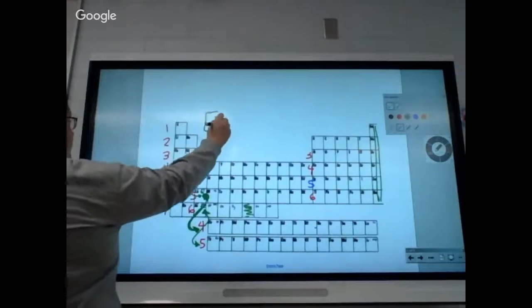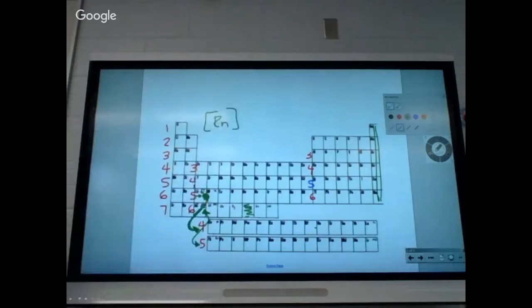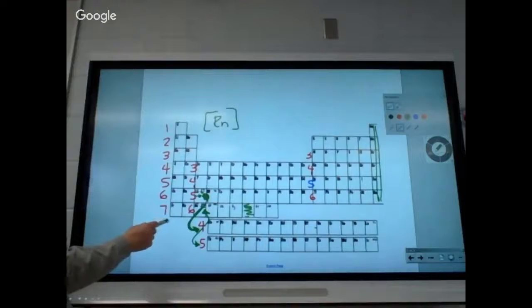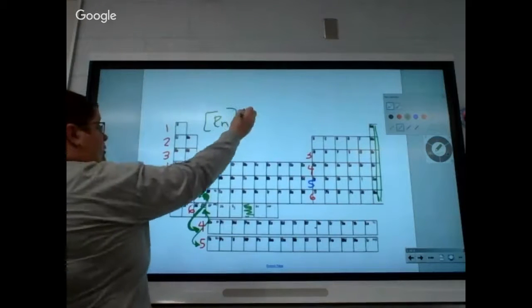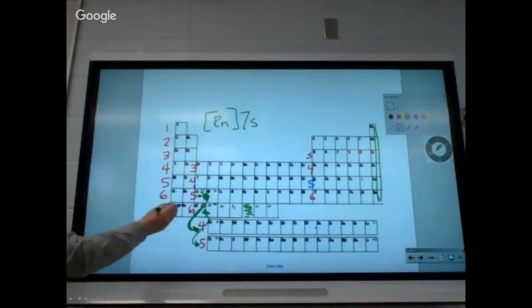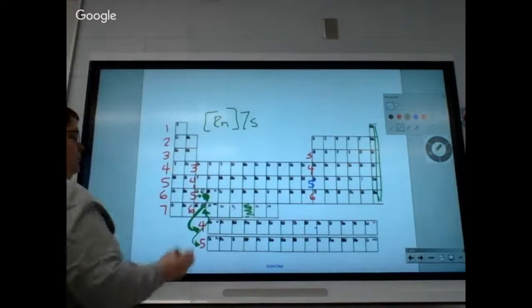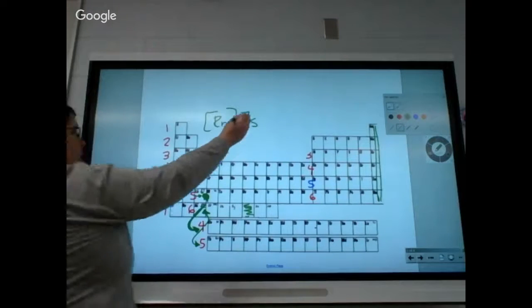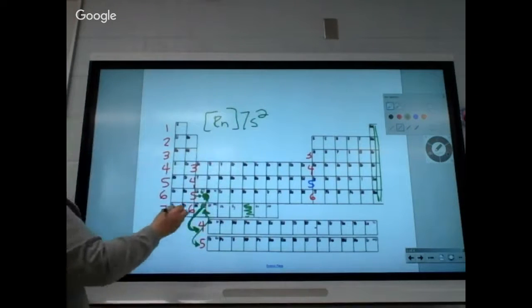Okay? All right, so where are we after we leave Rn? Over here. Back over here, I heard 7s from the back. Yep. Okay, so we all agree with 7s? Yeah. How many do we have in 7s? We're not okay with 7s? You go over? Oh, yeah. So we're going across, right? 7s, how many? 2.